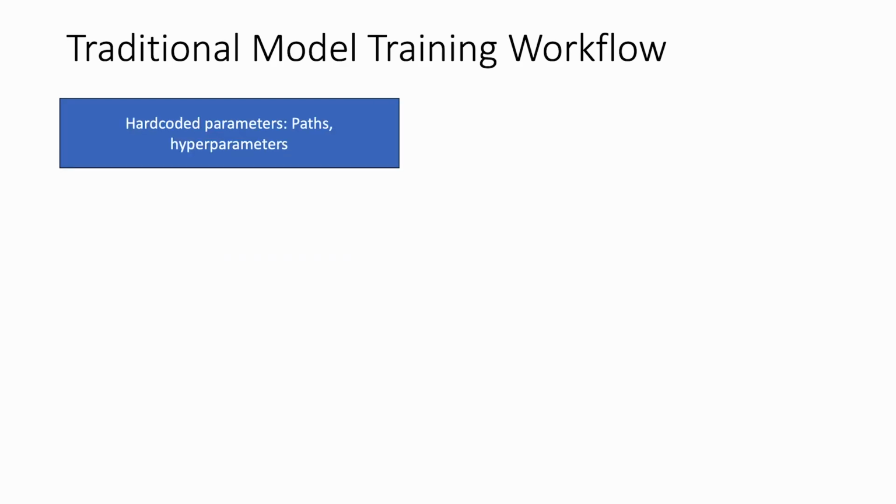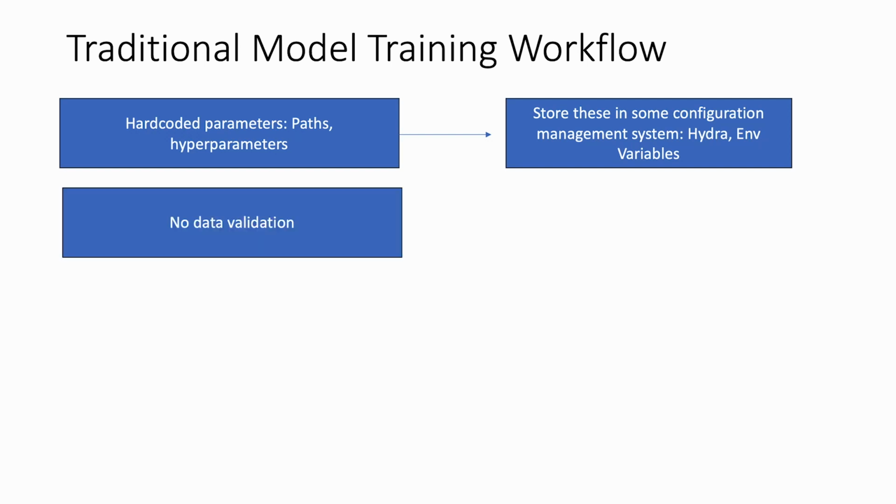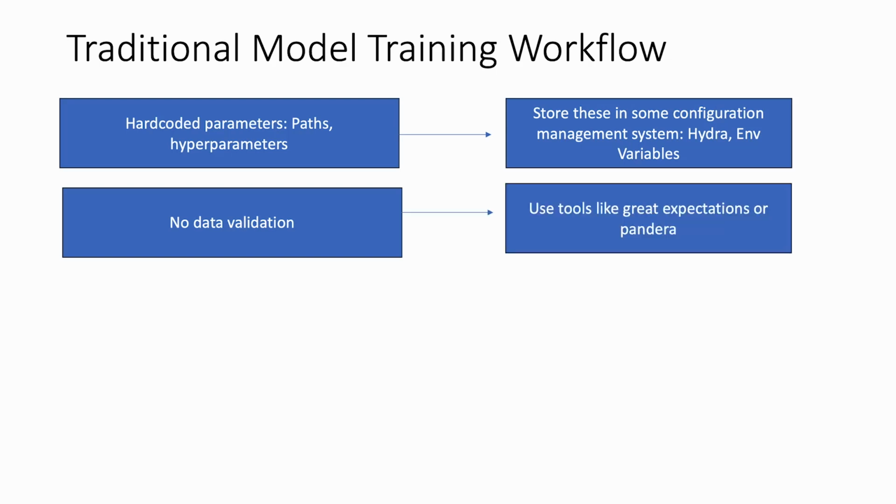Let's see what are some of the things we might change in our current approach to tackle the issues we just raised. One of the things we've noticed is that in our current approach, there is close coupling between our code, data sources, and model hyperparameters. This can be resolved if we use a configuration management system such as Hydra. We've also seen that we are not doing any data validation. We can remedy this by using data validation libraries such as Pandera or Great Expectations.